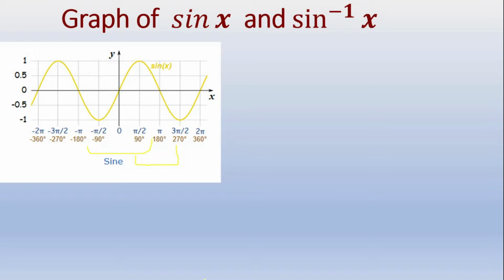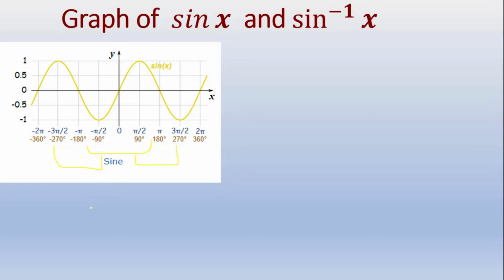Now let's see the graph of sine x and sine inverse x. This is the graph of sine x, within the interval of -2 pi to 2 pi. For the inverse of any function, it should be 1-1 and onto. So to make it 1-1 and onto, you can take some intervals. The first interval you can take is -pi/2 to pi/2, the second pi/2 to 3 pi/2, and the same way -3 pi/2 to -pi/2.